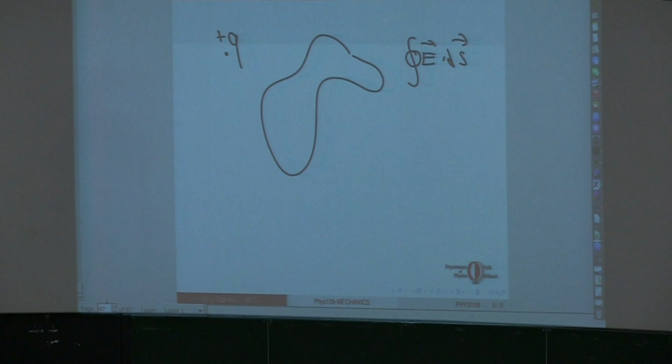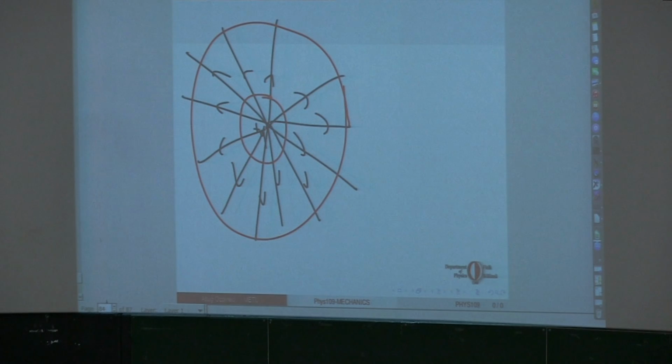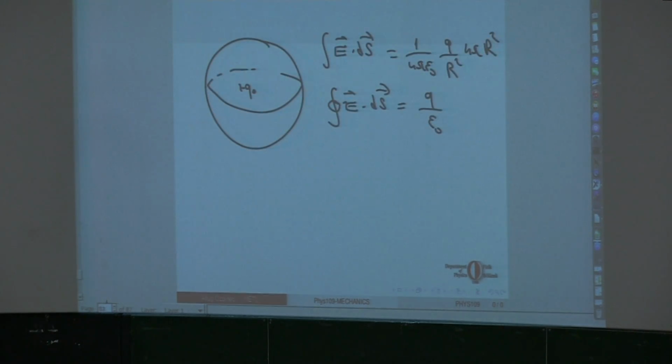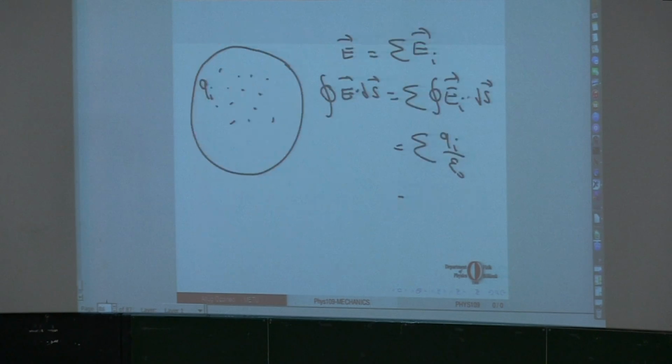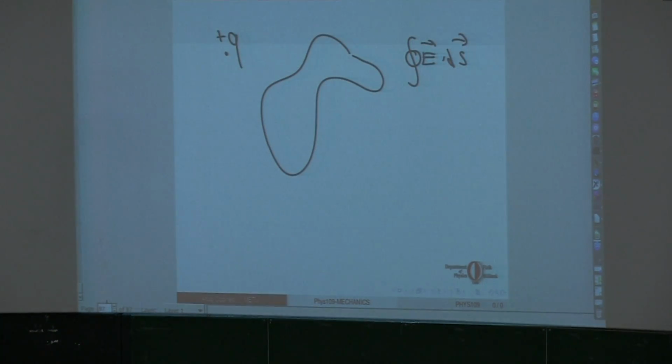Now, if you have a closed surface like this one, what you are actually counting is the number of field lines that go from inside to the outside. That is what you are counting. And for each charge inside, it's Q over epsilon 0. Now in this one, some of you said that it's changing, some of you said that it will be 0.